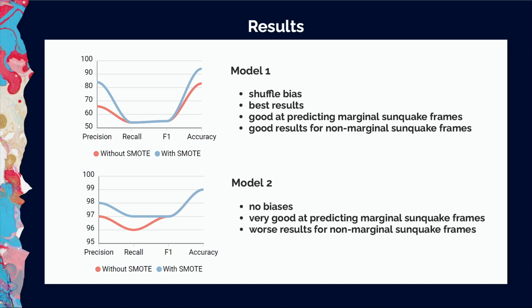For results, we have 2 models. So this relates to the previous presentation. We have one model which has a shuffle bias. This means that we have the same AR, shared AR between train and test, which shows great results. And then we have a second model that has no biases. The second model, which has no biases, is really good at predicting marginal frames, as I was saying. And this is caused by the custom transform that we have used.